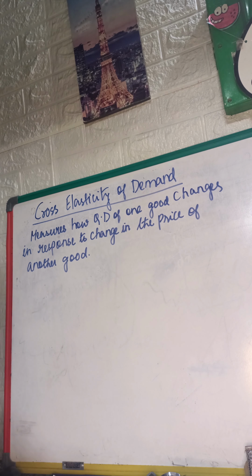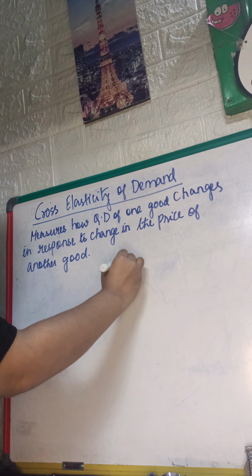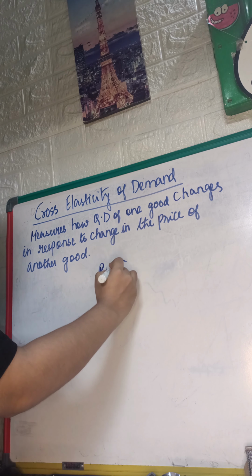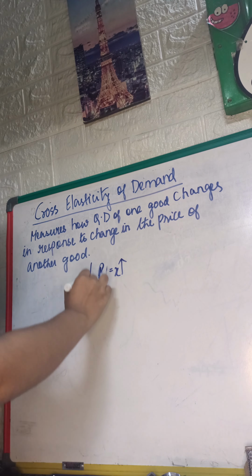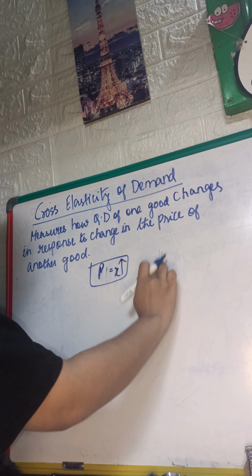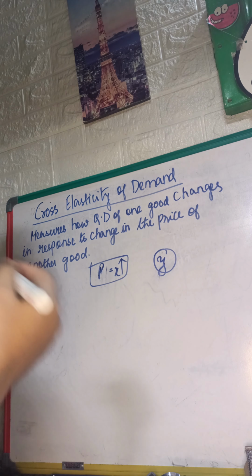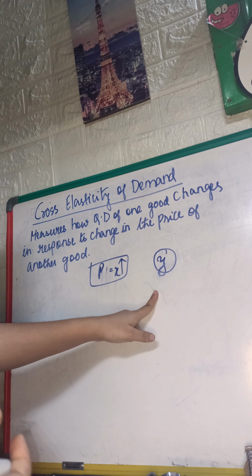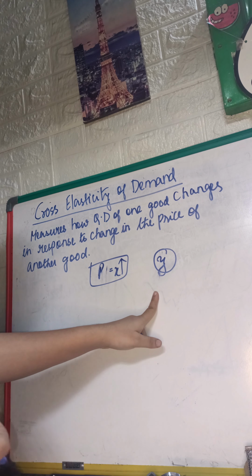Cross elasticity of demand measures how the quantity demanded of one good changes in response to a change in the price of another good. Suppose the price of good X has increased. As a result, people will obviously substitute to good Y. So because of the change in price of good X, people will buy more of good Y. We know that people will substitute to good Y.